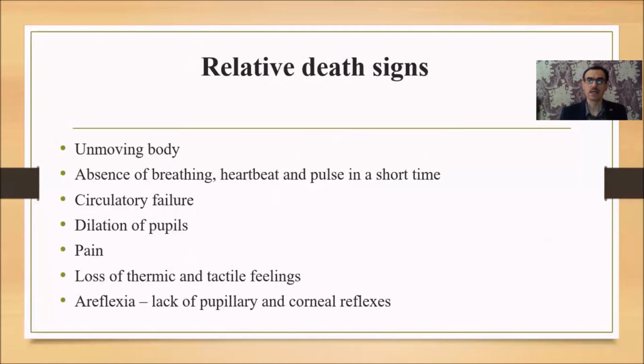But there are 2 types of death signs: the relative and absolute. The relative death signs include the unmoving body, the absence of breathing, heartbeat and pulse for a short time, circulatory failure, dilation of the pupils, pain, loss of thermal and tactile feelings, and areflexia, the lack of the pupillary and corneal reflex. But this is relative death. Having lost pain does not mean that this person has died.